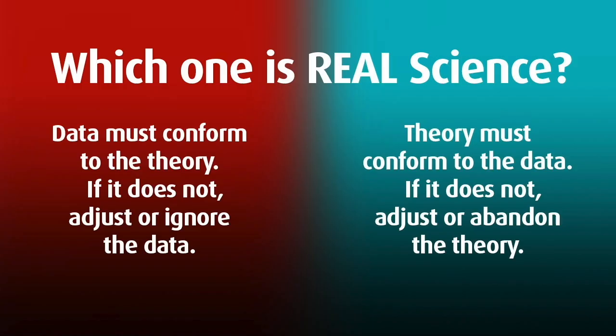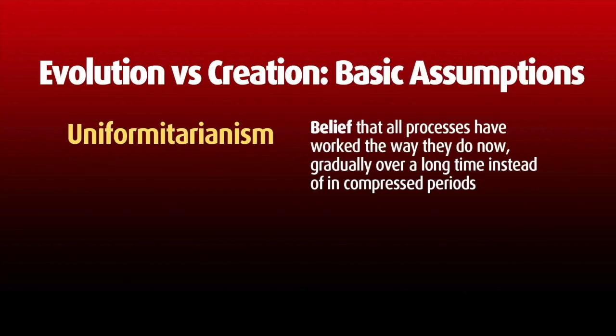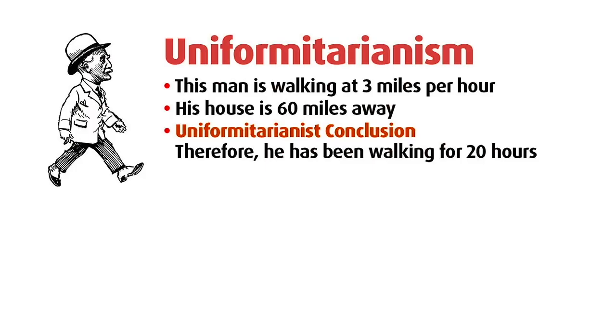And I think we've all seen that the latter one is real science, and the former one, unfortunately, is very prevalent, but not real science. Another review, uniformitarianism is the belief that all processes have worked the way they do now, gradually over a long period of time instead of in compressed periods. Again, reviewing an example of uniformitarianist thinking.